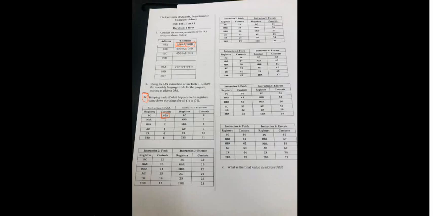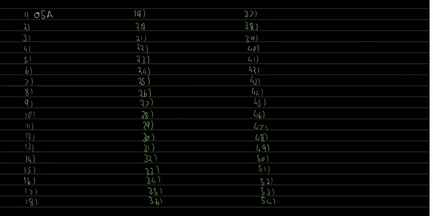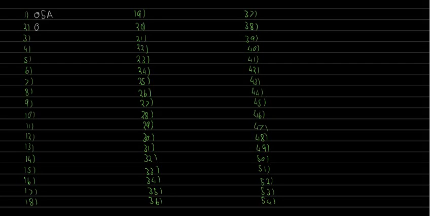This MBR will have the contents of whatever we fetch from memory, right? So what are we fetching from memory? We're fetching 0, 1, 0, 8A, 2, 1, 0, 8B, right?